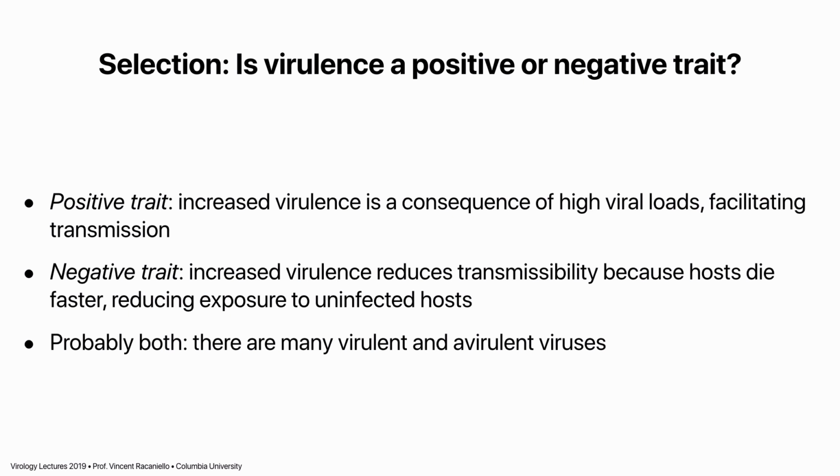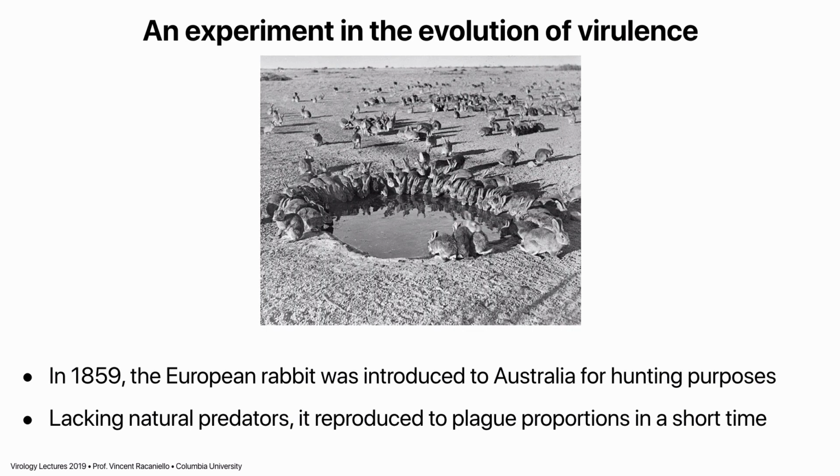If virulence selection were a negative trait, then the idea would be increased virulence reduces transmissibility because hosts die faster, and they don't have a chance to transmit the virus to someone else. So that's two ways of looking at whether virulence would be a positively or negatively selected trait. Unfortunately, the answer is both, because we know viruses that are of high virulence and of low virulence circulating today. And so it's not a simple one or the other. But I do want to tell you an experiment that illustrates that virulence can be a negative selection factor.